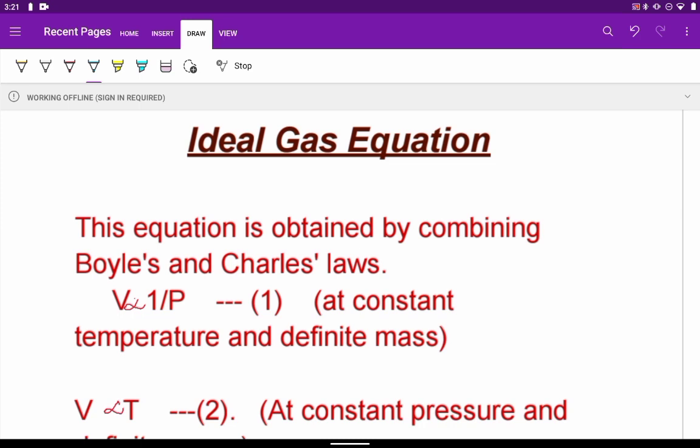In general, we can say that it's a combination of many laws like Boyle's law, Charles' law, and so on. Now let us see how we arrive at this equation. We can obtain it by combining Boyle's law and Charles' law. We have already seen these two equations: at constant temperature and definite mass, the volume is inversely proportional to pressure, that is V is proportional to 1 by P. I have told this in my earlier videos already. So let this be equation number 1.